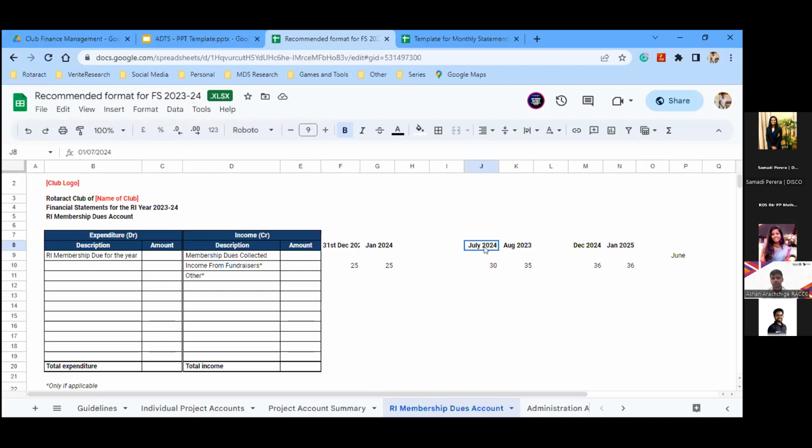So these members who eventually join will have to pay for however long they were in the club in the previous year, because they weren't there in this club, or in Rotaract, in January to make the payment.